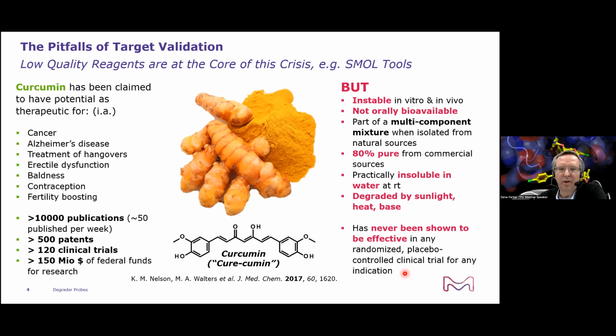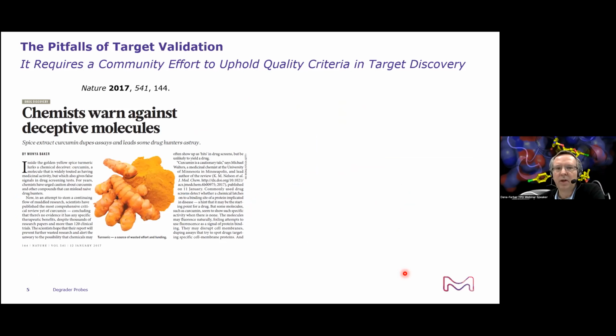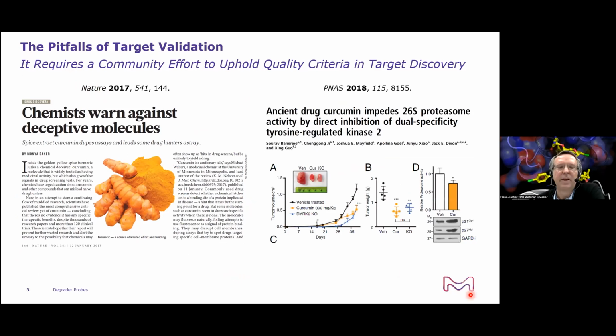Obviously, this is a relatively easy to spot low quality compound, and it has been known for quite some time, and there have been efforts also to make the community aware that this is obviously a compound which should not be used to validate targets. However, it requires really a community effort to uphold these standards because in reality, you can publish this. You can publish this in Nature, but this doesn't mean that from there on, this compound is not used anymore for exactly that reason for target validation.